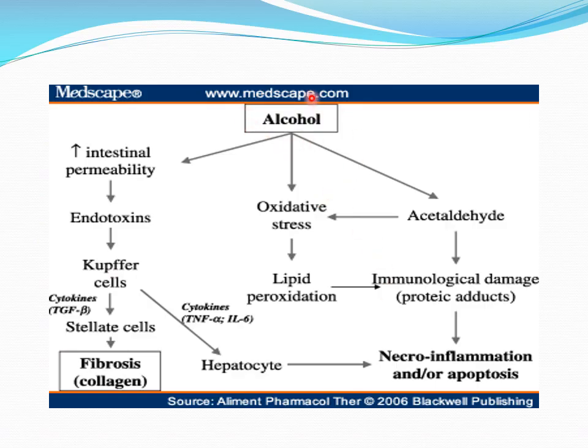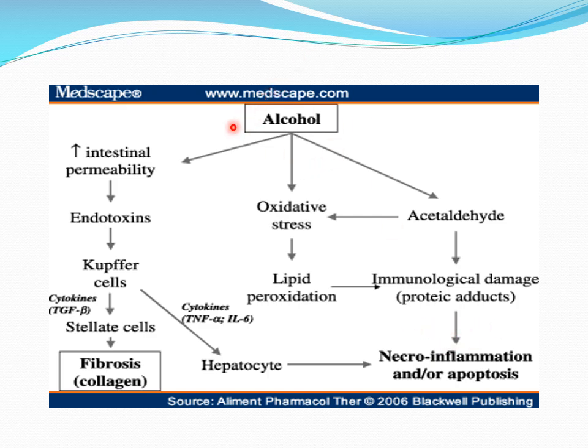So when alcohol is taken by the person, it is converted to acetaldehyde, and NADH will be formed, causing oxidative stress to the cell, and acetaldehyde also leads to oxidative stress. This acetaldehyde will cause immunological damage to the cell by protein adducts, and this oxidative stress also leads to lipid peroxidation and immunological damage to the cell. So when cell damage happens, there is necrosis and inflammation of the cell along with apoptosis.